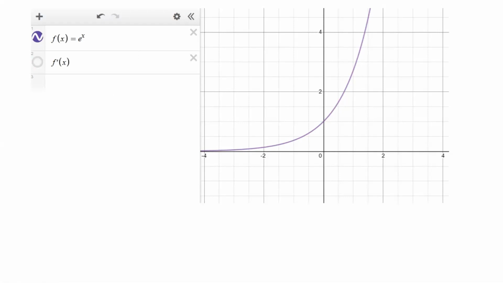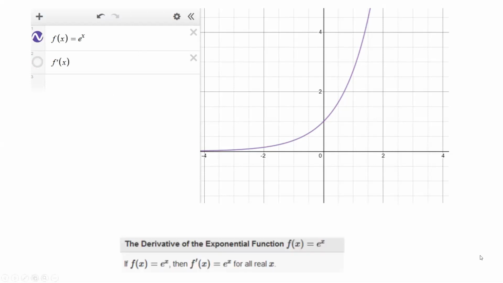I just showed you the e to the x function and the derivative of e to the x function. So is it just the same thing? That's exactly right. Bottom of the screen. If f of x is e to the x, then miraculously, the derivative function is also e to the x for all real values of x.